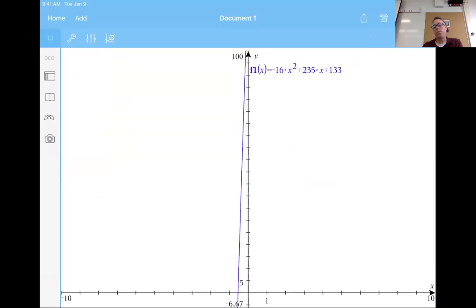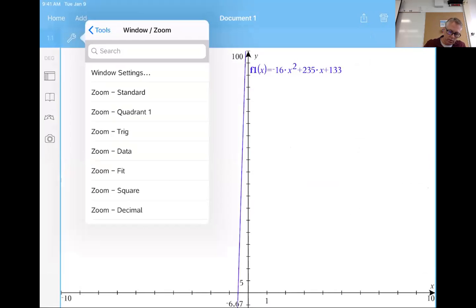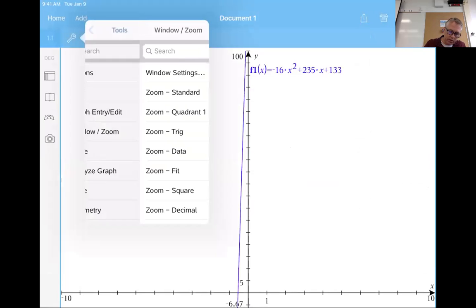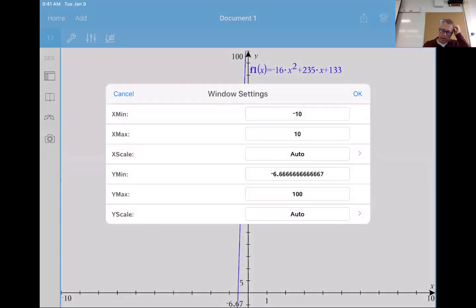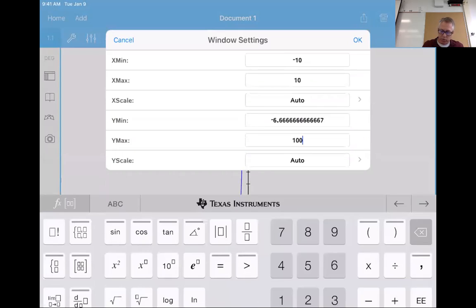All right, and now at least it appears it's not straight up and down. It appears as though it is leaning to the right. So I might be onto something. I'm going to go back and change that Y max to something even larger now. So I'll hit the tool again and go to my Window Settings. And to multiply by a factor of 10, I'm going to go to the Y max and just add a 0.